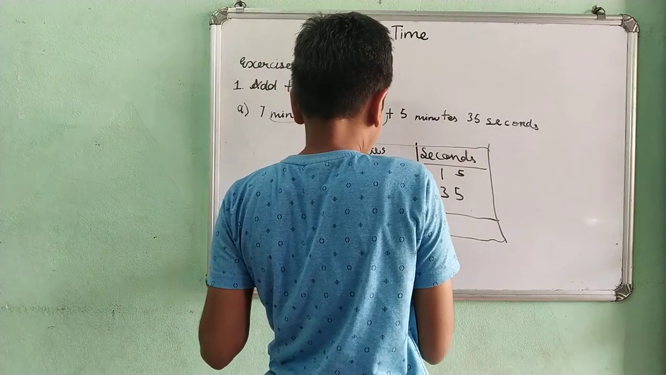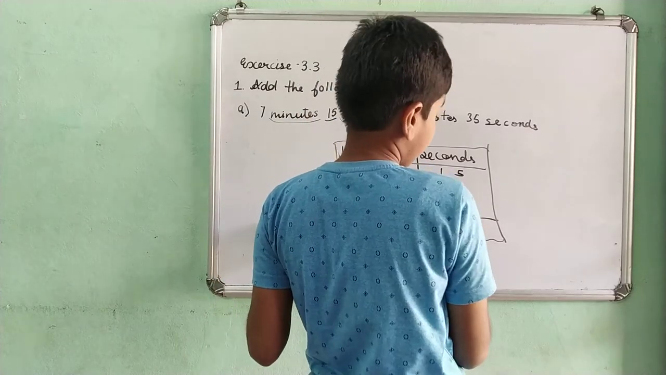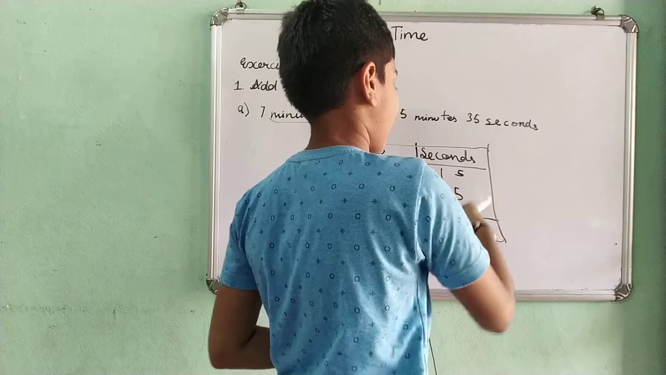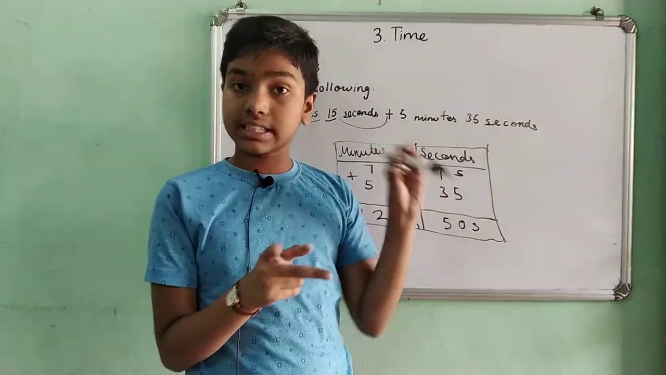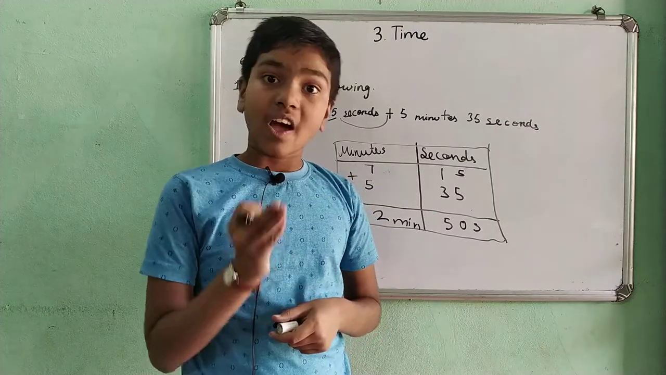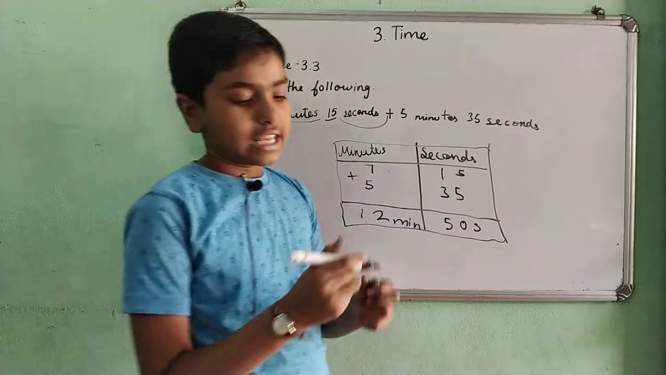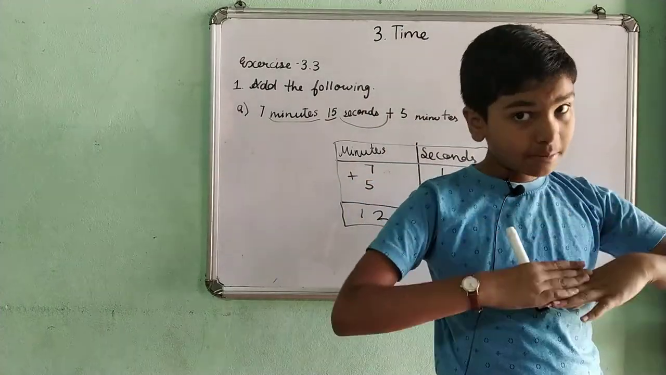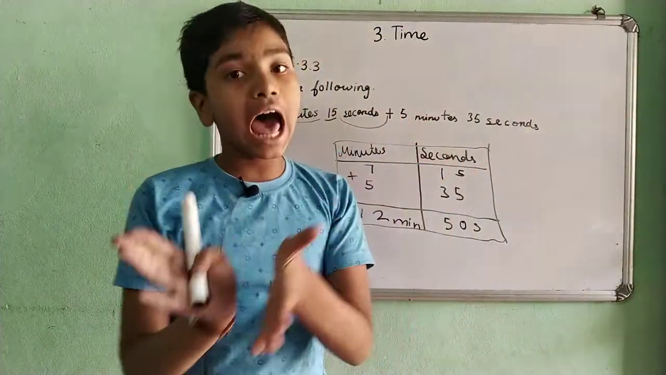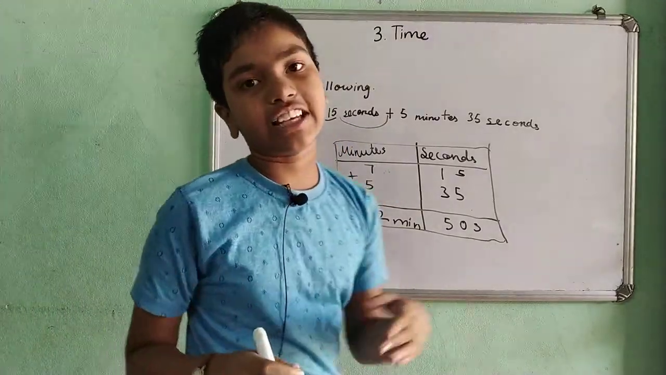So your correct answer will be 12 minutes, and 50 seconds, and it's not 60. If it is 60 or greater than 60, we just transfer it to another place. If it is seconds and it reaches 60, I will go to minutes. And if minutes reach 60, I will go to hours. So that is how you play the game. Got it? Let's see our next question.